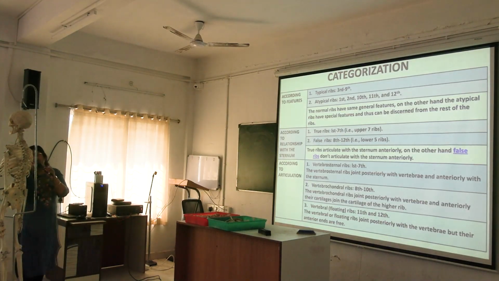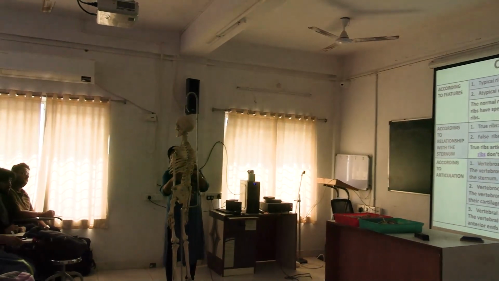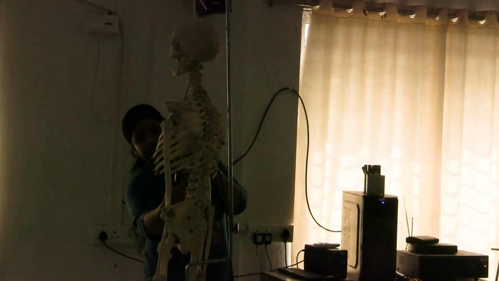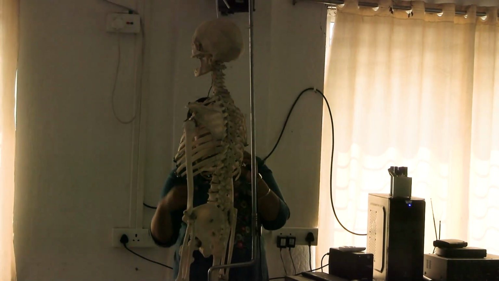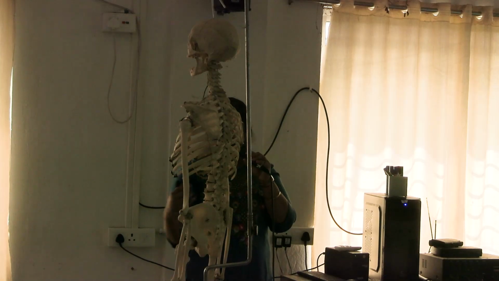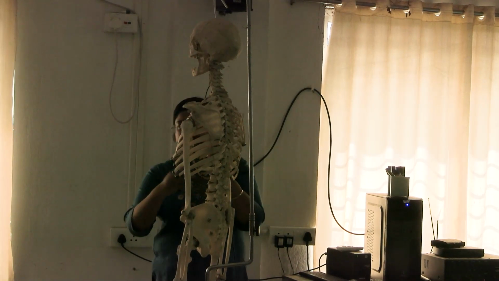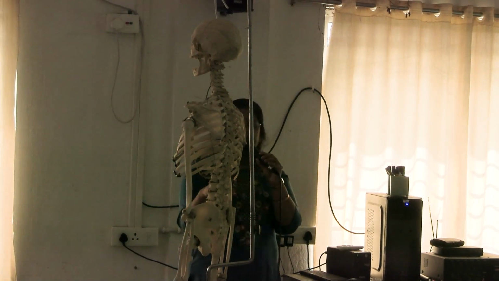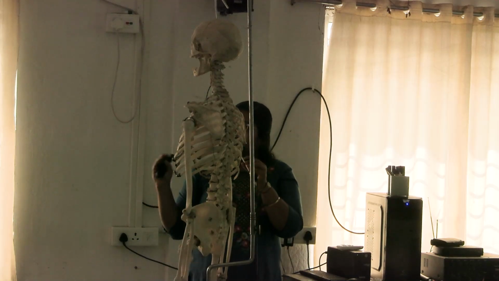these are the false ribs. Okay, 8th, 9th, 10th, 11th, 12th. So these are false ribs, lower 5 ribs. 11, 12 are floating ribs. They don't have costal cartilage. Just the tips are covered with some cartilage.